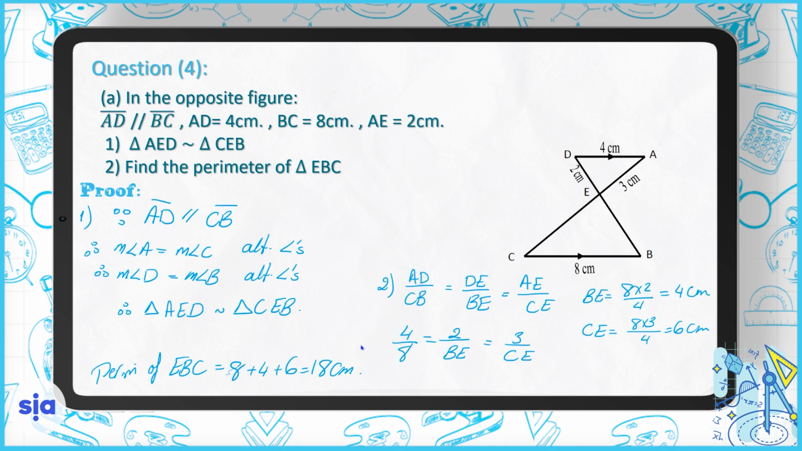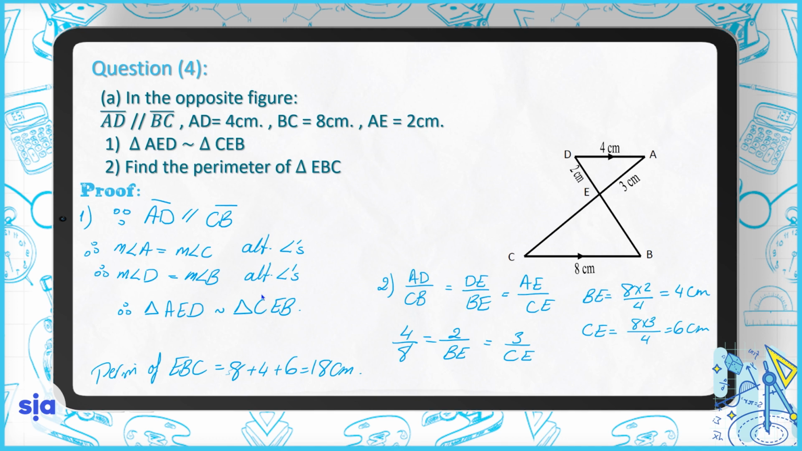Since AD is parallel to CB as given, therefore the measure of angle A is equal to the measure of angle C as their alternate angles, and also the measure of angle D equals the measure of angle B, with the same reason that they're also alternate angles. Therefore, triangle AED is similar to triangle CEB.